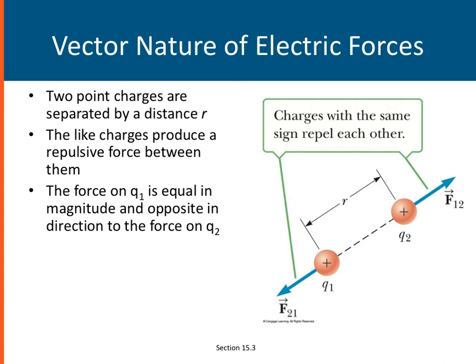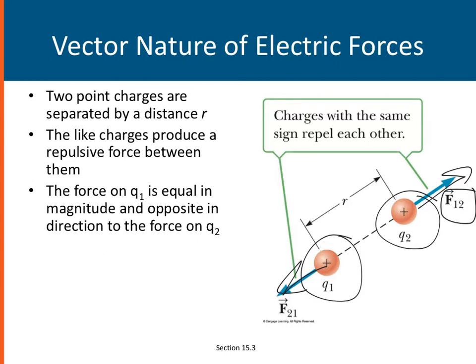Okay, so here's the simplest of the electric forces. Here's charge 1, it's positive. Here's charge 2, it's positive, which means they're going to repel each other in exactly opposite directions. So the force on Q2 is going to go this way, and the force on Q1 is going to go that way.